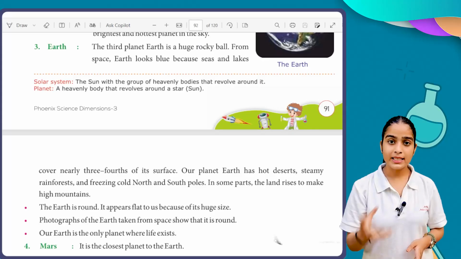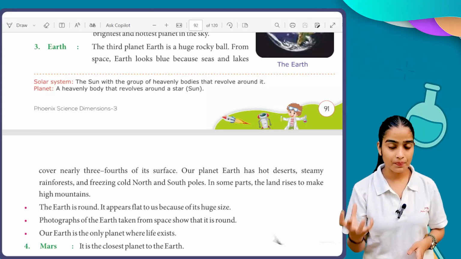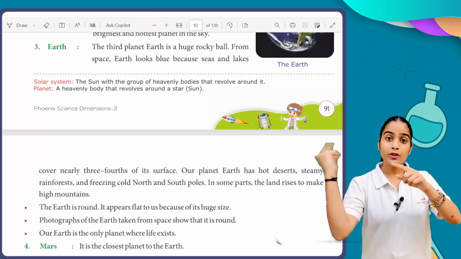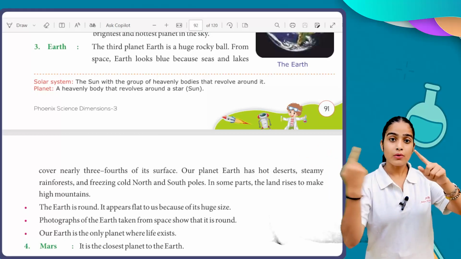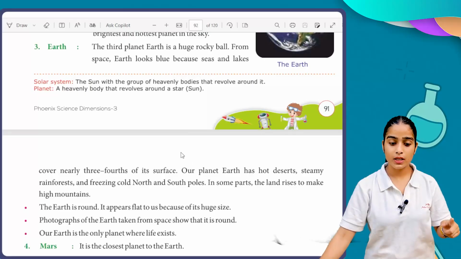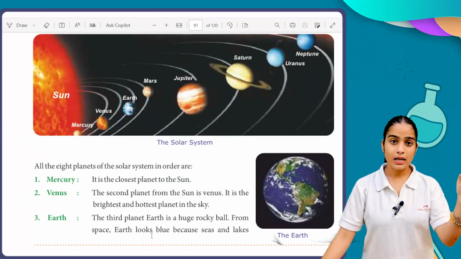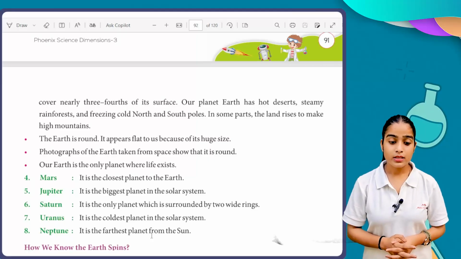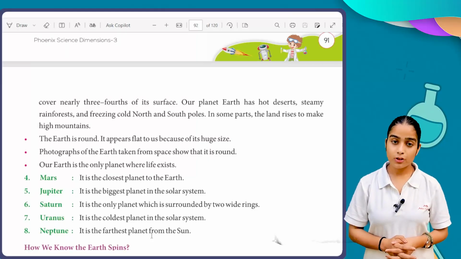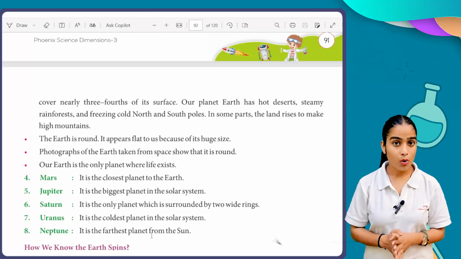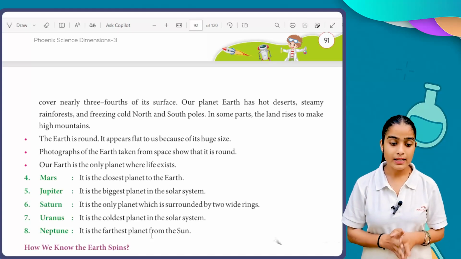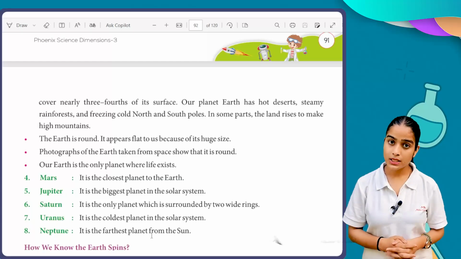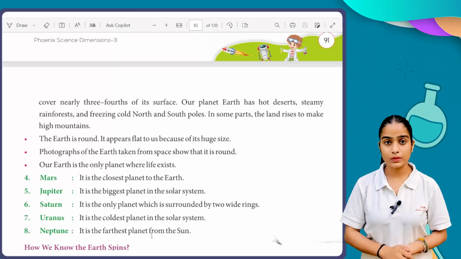All those planets are round, spherical in shape. But Saturn, first of all, is spherical in shape, and it has 2 rings revolving around it. As you've seen in your figures as well, if you have pictures, Saturn has a ring surrounding it. Next we have Uranus. It is the coldest planet in the solar system. And Neptune is the farthest planet from the sun. So it is far away from the sun.